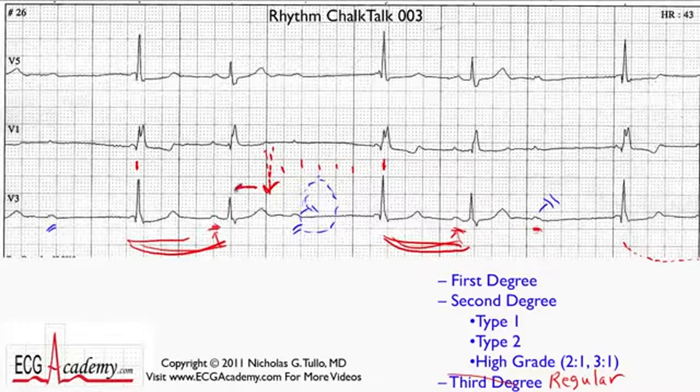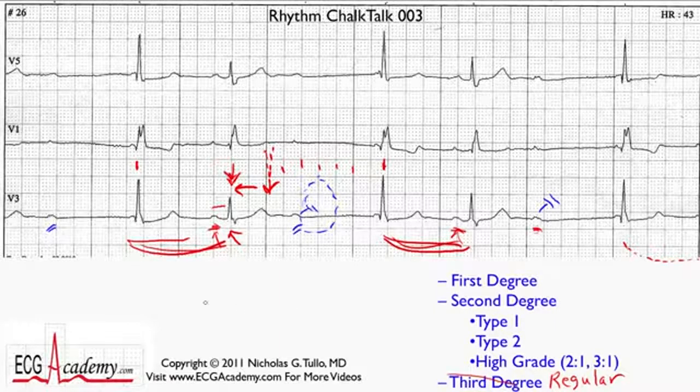But instead, what happened is this QRS was moved up. It occurred earlier. So that tells you this QRS had to have been conducted from above. It makes sense because there is indeed a P wave in front of it. And interestingly, the PR interval here is about 0.2, which is around the same as the PR intervals that we saw in Chalk Talk number 2.